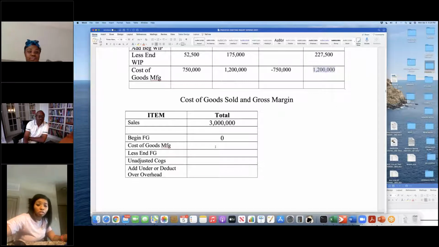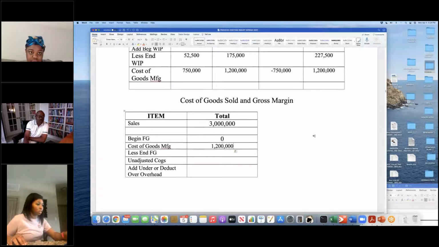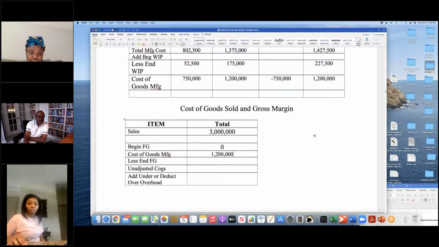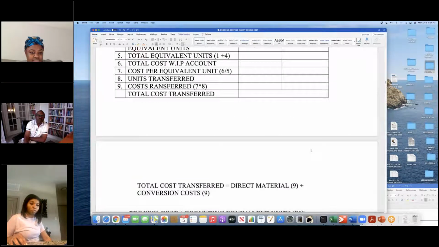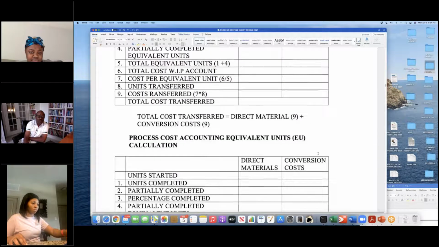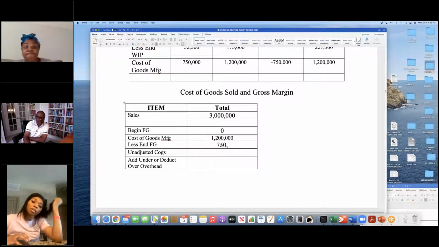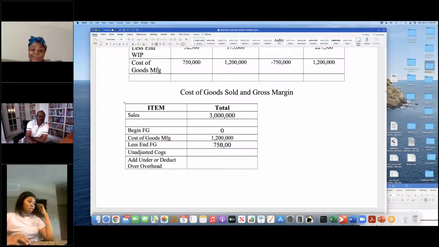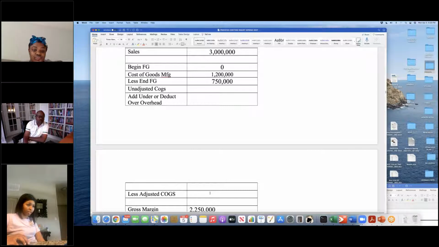Which is okay. And the ending we'll do 750. Was that 750 in that account? Finished goods? Yes. Well, you don't even have to go to the accounts. You can just look at the chart above you. One more thing. So then we subtract those from each other.